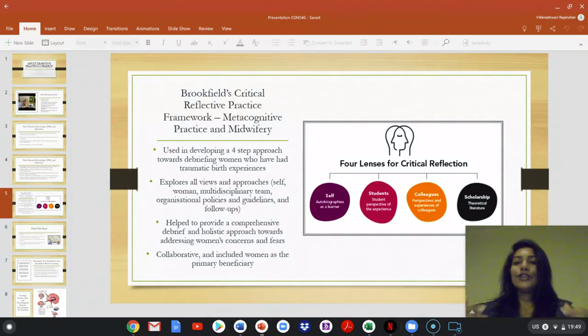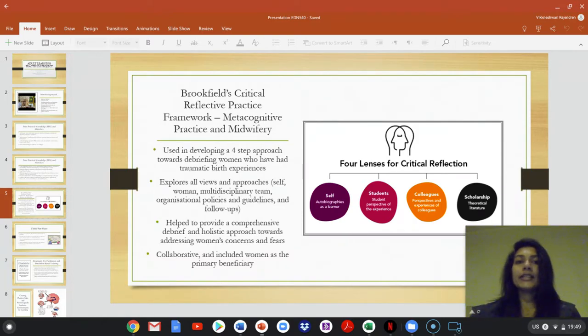So I actually used this framework to present and adapt a 4-step approach towards debriefing women who have had traumatic birth experiences. So I really enjoyed using this framework because it was so interesting. And the way that I adapted it is that I used each of these components to suit midwifery. So within the context of debriefing women who have had traumatic birth experiences, the self part of the reflection was the reflection of the midwife.